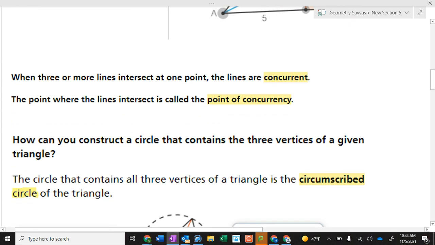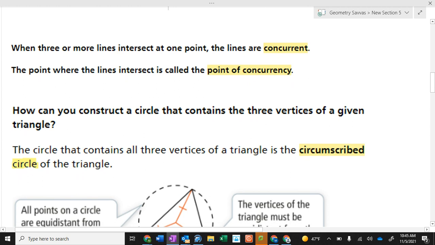Okay, so few vocab words right here. When 3 or more lines are intersecting in one point, which we have when we have circumcenters and incenters, they are said to be concurrent. So concurrent is when 3 or more lines intersect at one point.